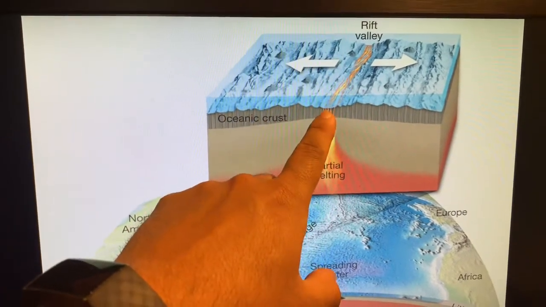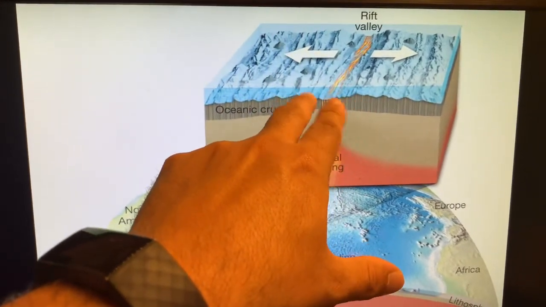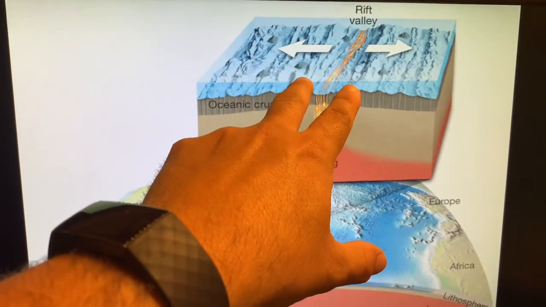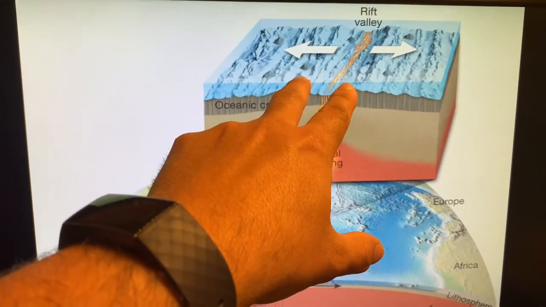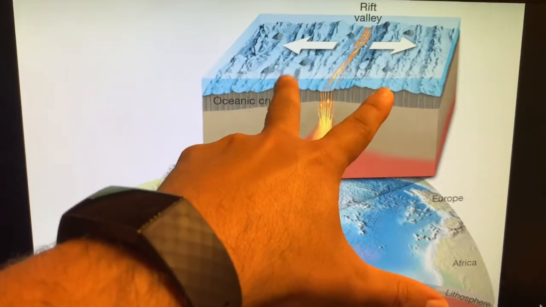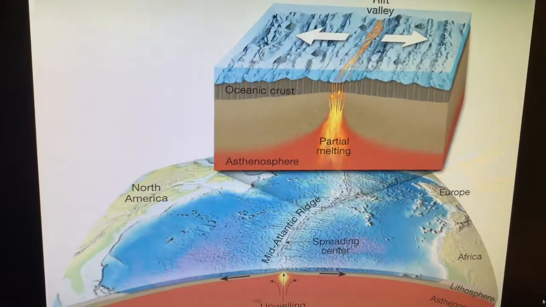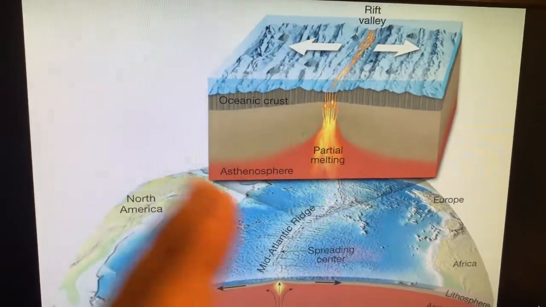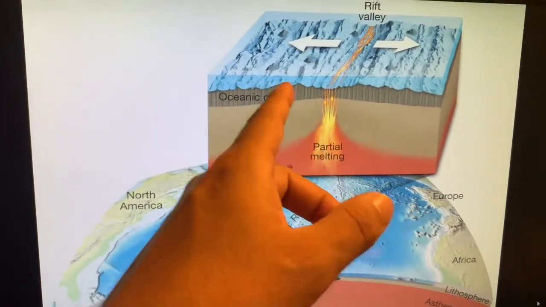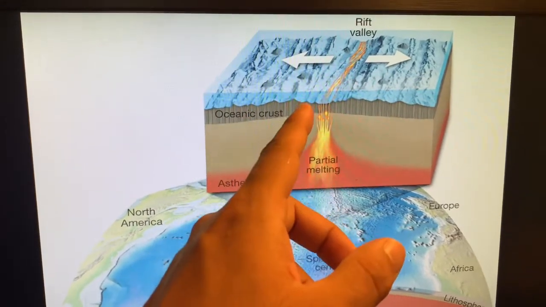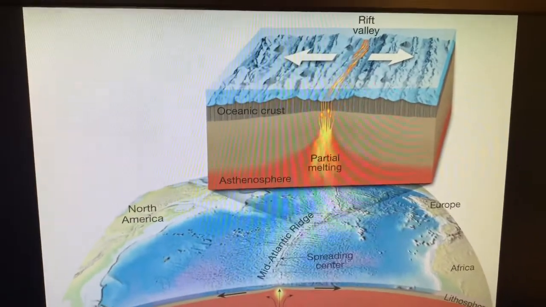Now, the interesting thing is that it spreads evenly on both sides. So here's your crust, let's say it's brand new from today. The crust here and here would be a day old, 2 days old, 3 days old. So if you go the same distance away from the rift, it's the same age. So if you go 50 miles this way, that crust will be roughly the same age as 50 miles that way. Does that make sense?